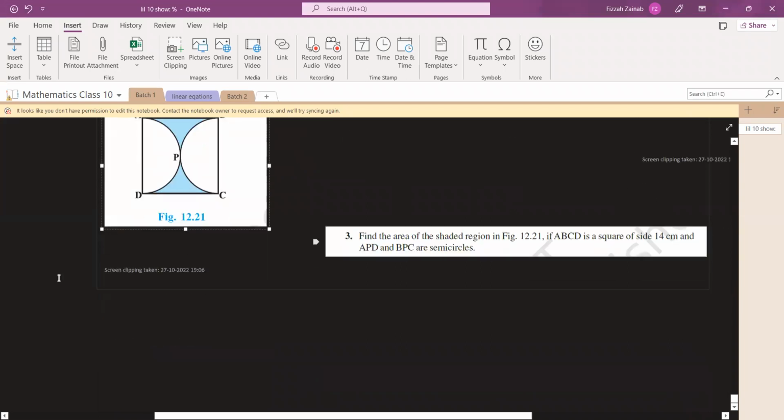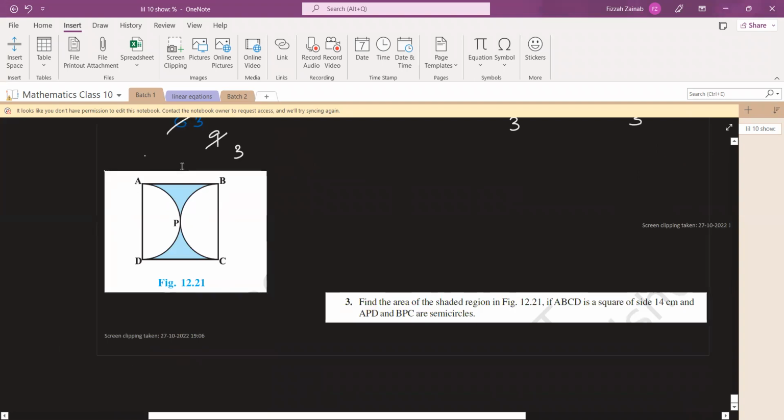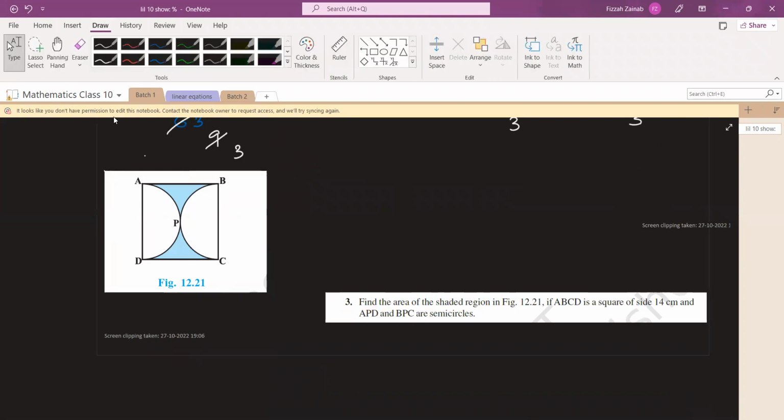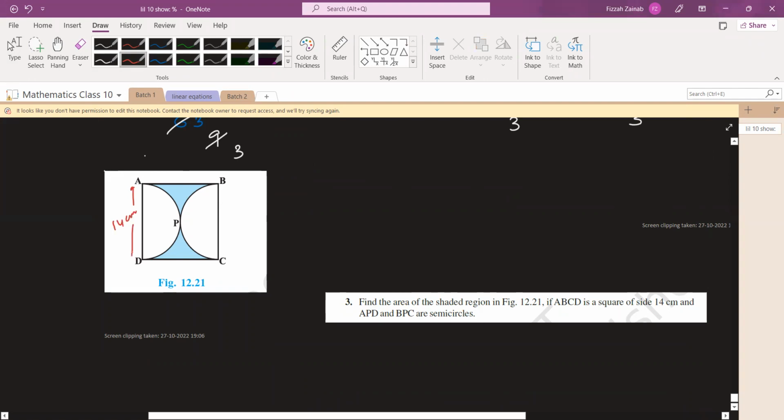Yes, can you see the figure now? Yeah, so this is simple. Again, you have to find the area of the shaded region, right? Okay, now who will tell me how to find it? So ABCD is a square of side 14 centimeter. That means this side is given, which is 14 centimeter, correct? Yeah. Okay. And APD and BPC are semicircles. So they are saying that they are semicircles. So what will you do here? Can you tell me, Martin?